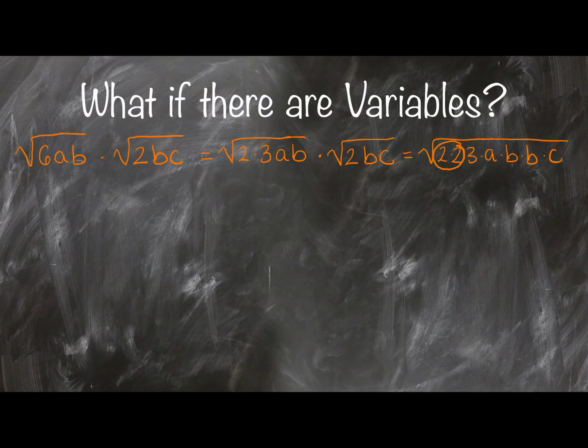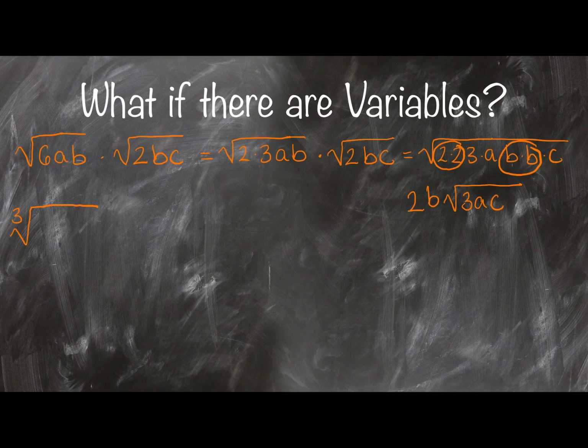All right, so the square root, let's find our pairs. Oh, that's going to simplify. We're going to have a 2 on the outside. That's going to simplify. We're going to have a b on the outside. And we're going to end up with 2b square root of 3ac. Let's try another one. This one's going to be a little bit longer.